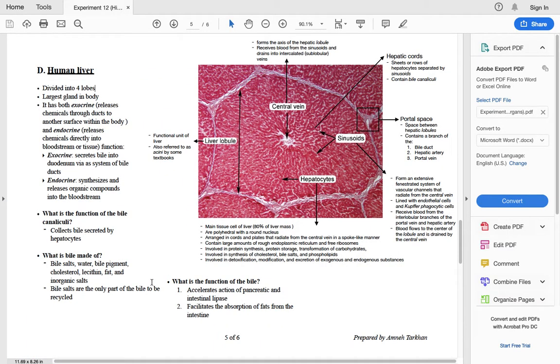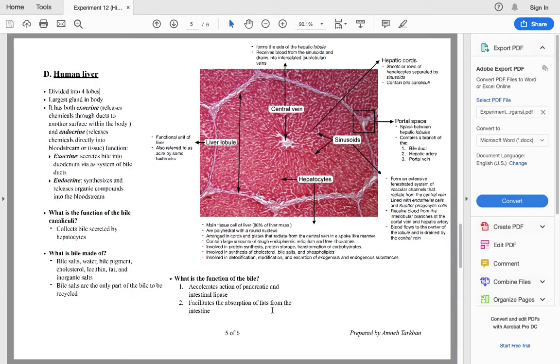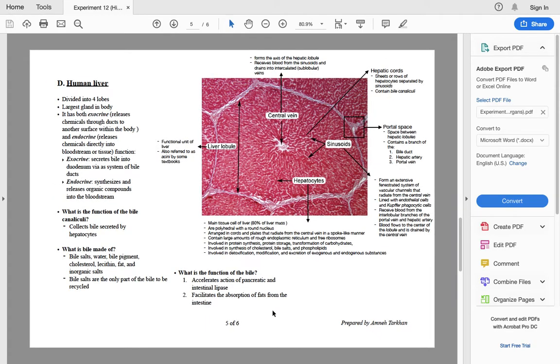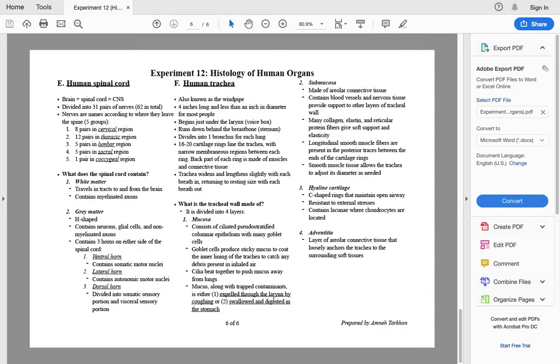And this is basically the final part. What is bile made of? It's made of bile salts, water, bile pigment, cholesterol, lecithin, fat, and inorganic salts. As we mentioned in class, we need to know that bile salts are the only part of the bile to be recycled. What is the function of the bile that's secreted by the hepatocytes? The main function of the bile is twofold: to accelerate the action of pancreatic and intestinal lipase, which basically means to increase the action of enzymes, and to facilitate the absorption of fats from the intestine. That's everything we need to know about the human liver.